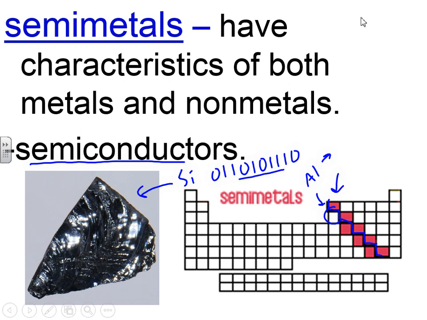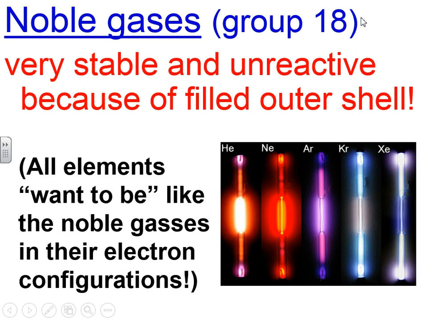The noble gases are on the very right of the periodic table. You should be aware of the location of these, and they are very stable. They are the most stable elements of all, and they are unreactive as a rule. And this is because they have a filled outer shell.